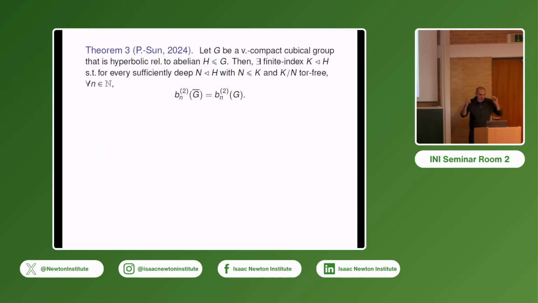Right. So our main result is the following theorem, and I will unpack it, but let me just read what it says. Let G be a virtually compact cubical group that's hyperbolic relative to abelian subgroup H. Then there exists a finite index subgroup K normal in H, such that for every sufficiently deep normal subgroup N in H, which is contained in K, and K mod N is torsion-free, the L2 Betti numbers of the Dehn filling quotient are the same as the L2 Betti numbers of G.